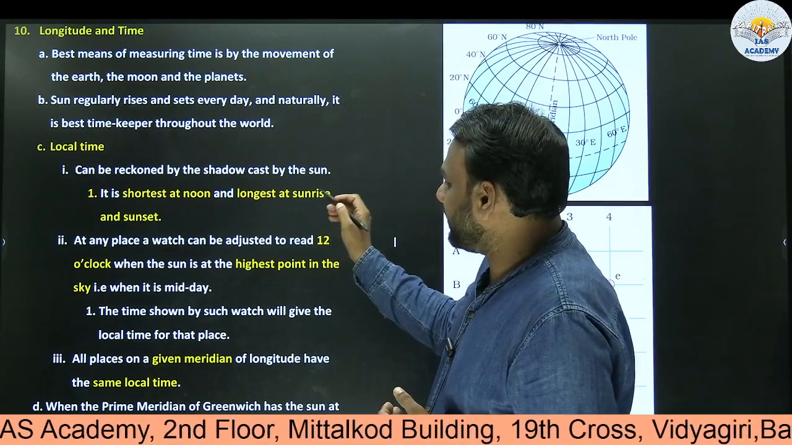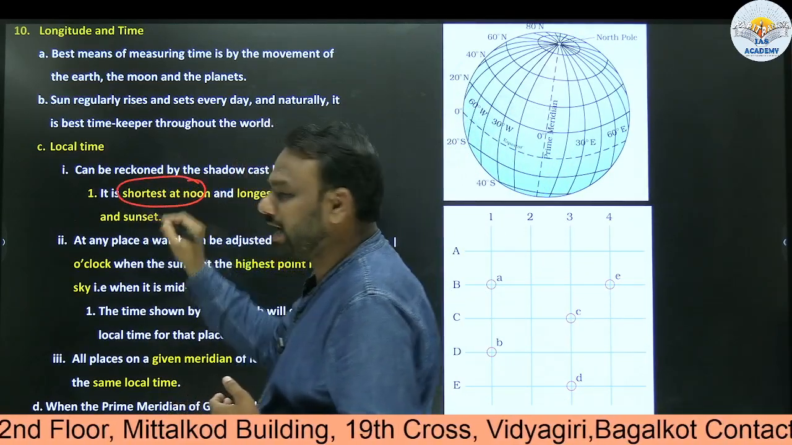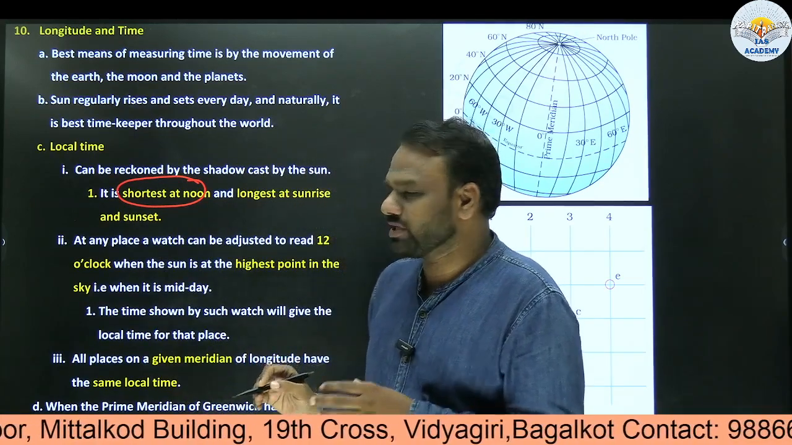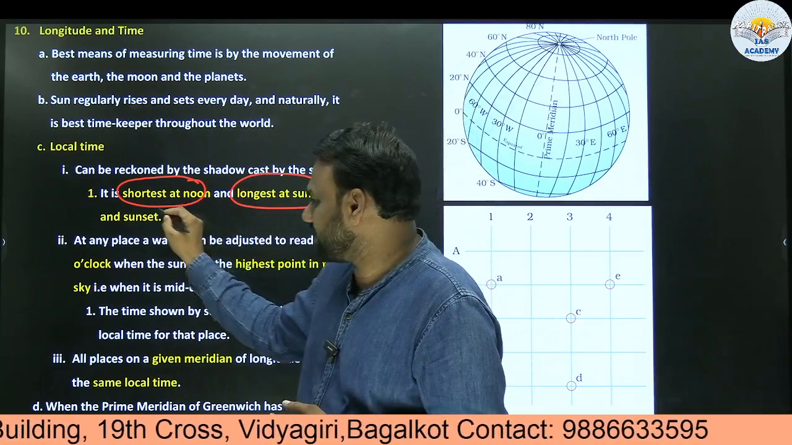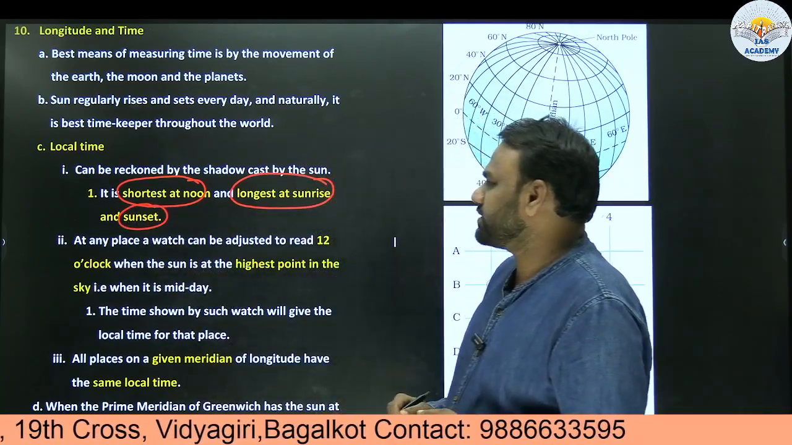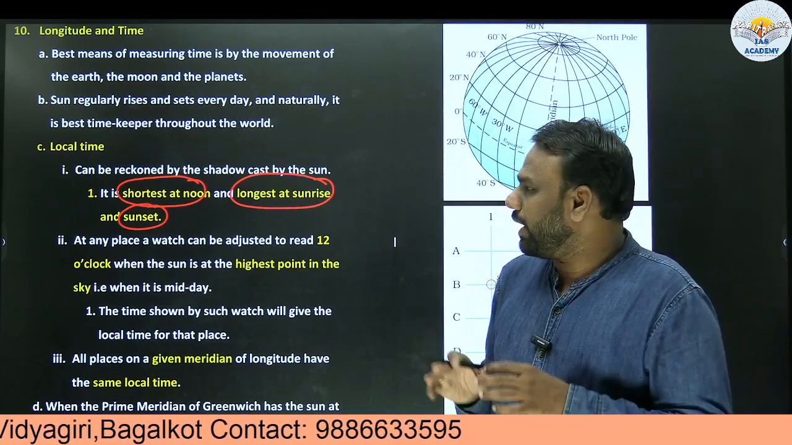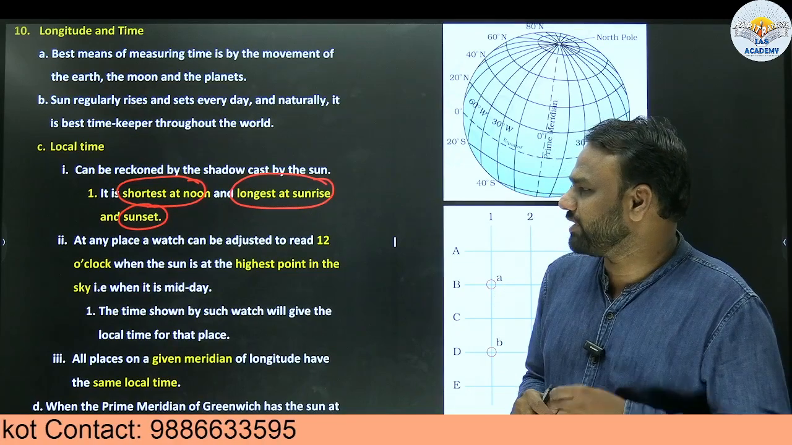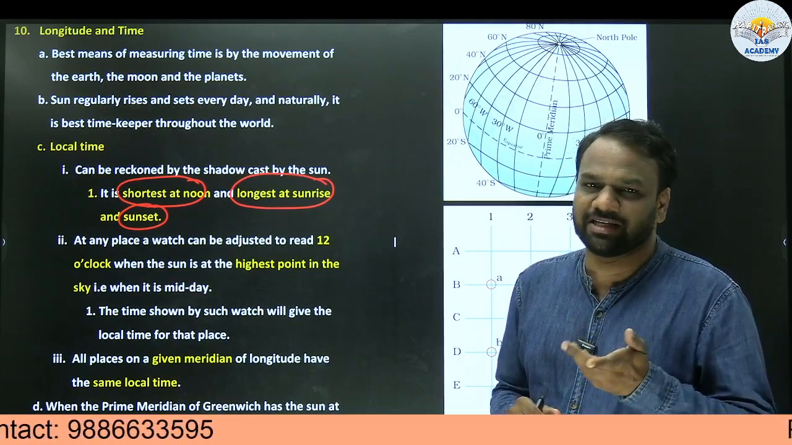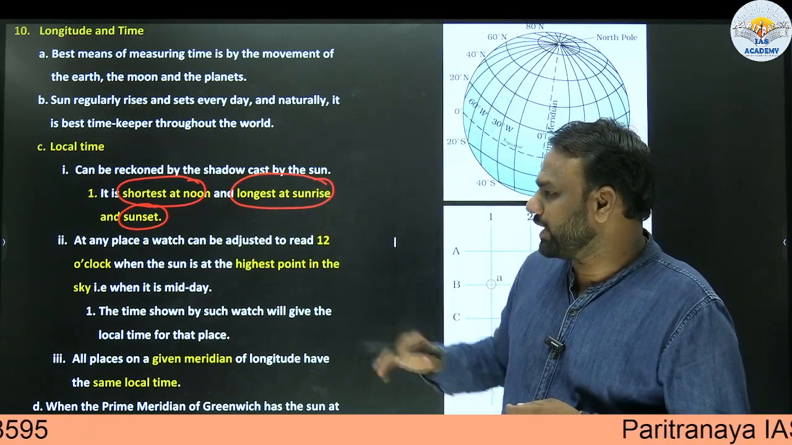So local time can be reckoned by the shadow cast by the sun. The shadow cast by the sun is shortest at noon, at 12 o'clock, and longest at sunrise and sunset. These kinds of questions can be asked in prelims. Our shadow will be longest at what time? Whether during noon, sunrise, or sunset. Such questions can also be asked. So based on this, we can fix the local time.